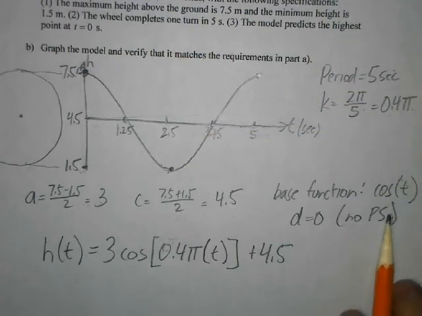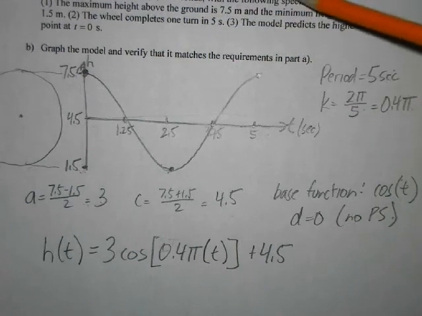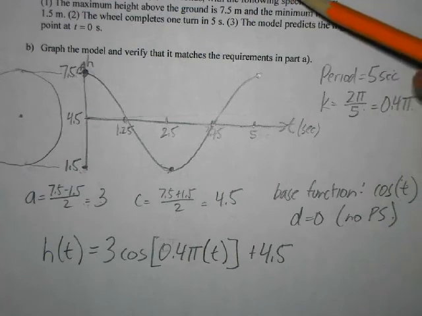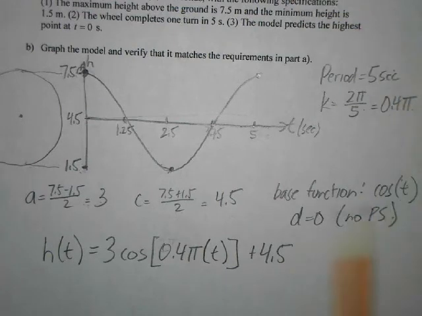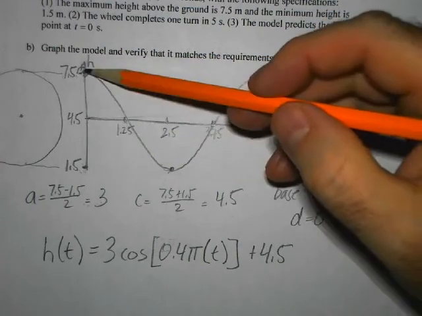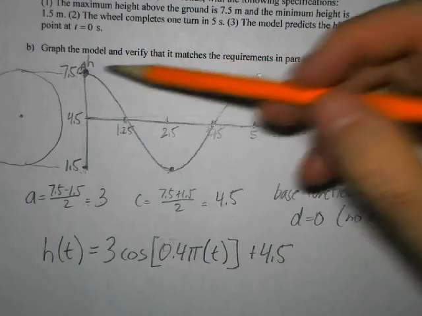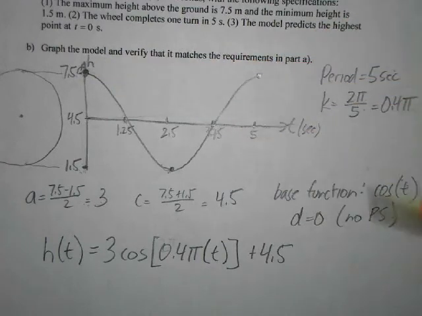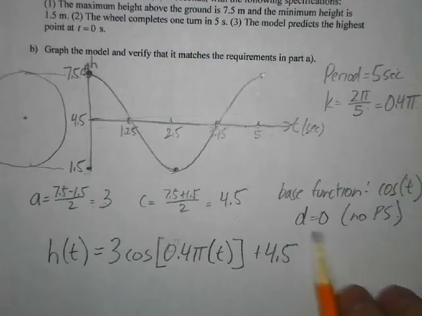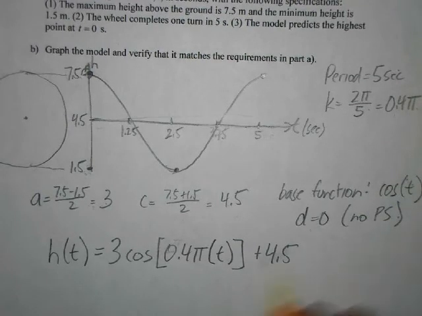Don't forget we're using t as our variable. It tells us that up at the beginning. So it's going to be h of t as our function instead of x's and y's. Now if we use cos t as our base, that's good because we don't require a phase shift, because it's starting exactly where cosine starts. So no phase shift means d equals 0, and then we plug back into our equation.